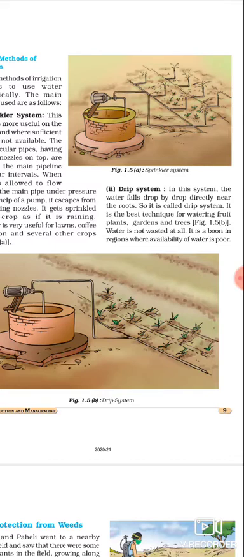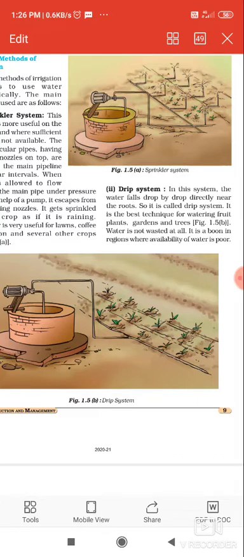क्यों, you know that now the water is wasted by we people, but where there is a scarcity of water, so this method is very useful. So it is the best technique for watering fruit plants. जहाँ पे जिन plants को, fruit plants को water की ज़्यादा requirement होती है तो हम उसमें drip system का use कर सकते हैं. Gardens, trees, so water is not wasted at all in this system, you can see, and it is a boon in regions where there is a scarcity of water, where the availability of water is poor.